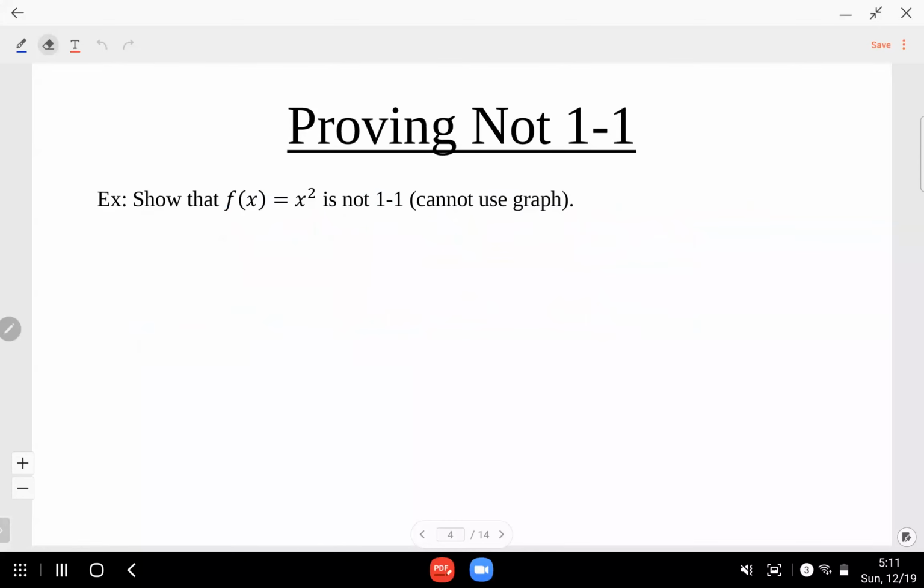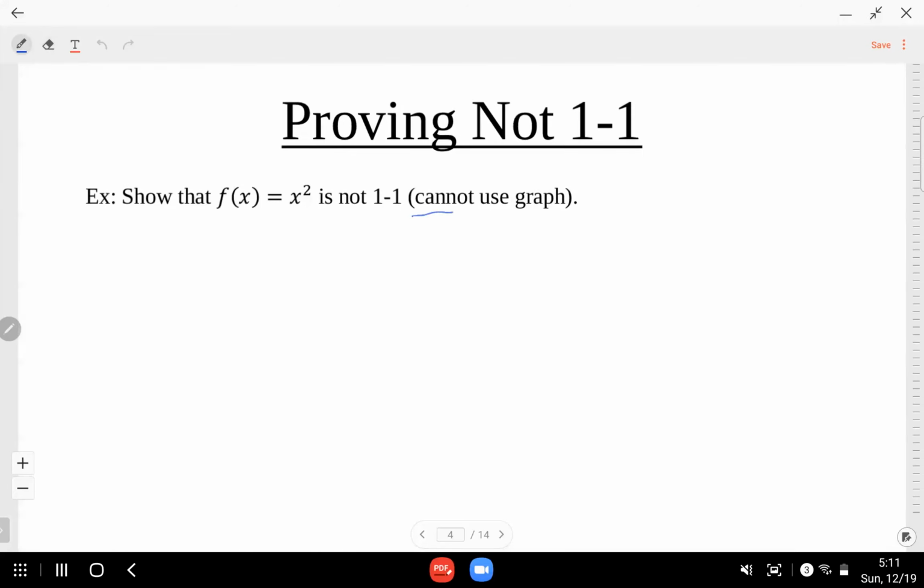So let's look at how we prove something is not one-to-one. Obviously I just showed you that a parabola does not pass the horizontal line test, right? It's not a one-to-one function. So how do I show that f of x equal to x squared is not one-to-one? But you cannot use your graph. We cannot use the horizontal line test for that. So how do we prove that f of x equal to x to the second power is not one-to-one?